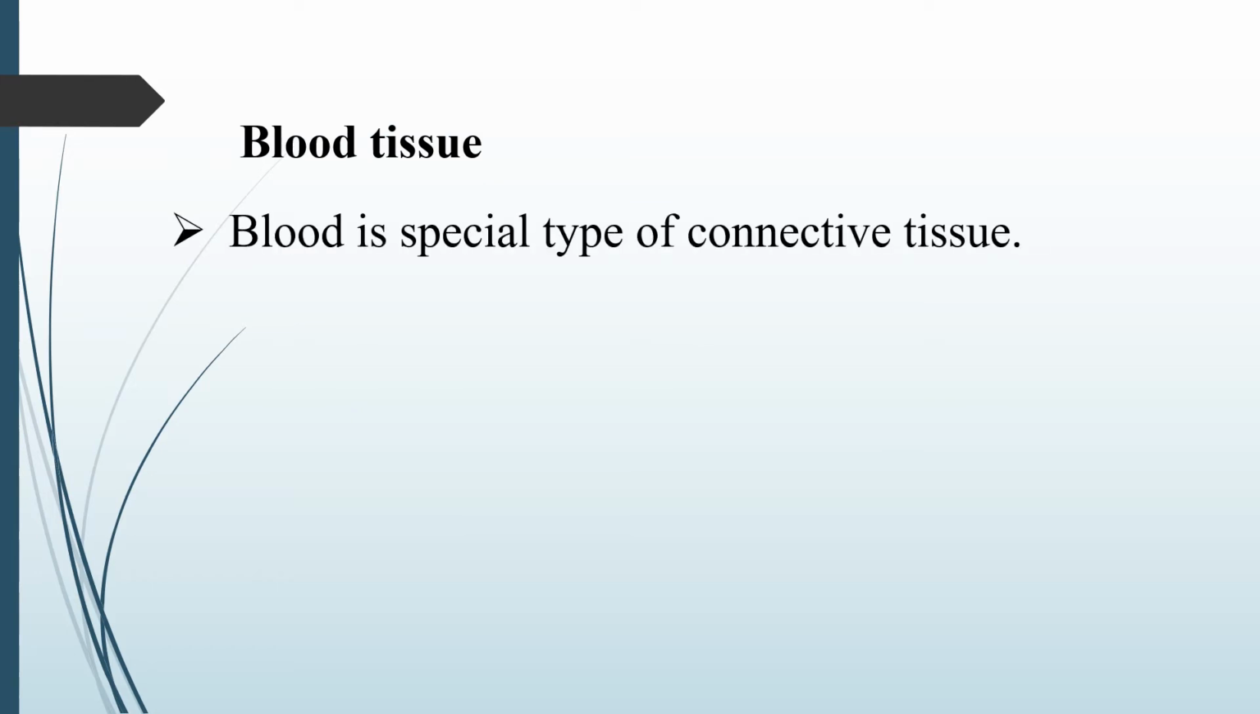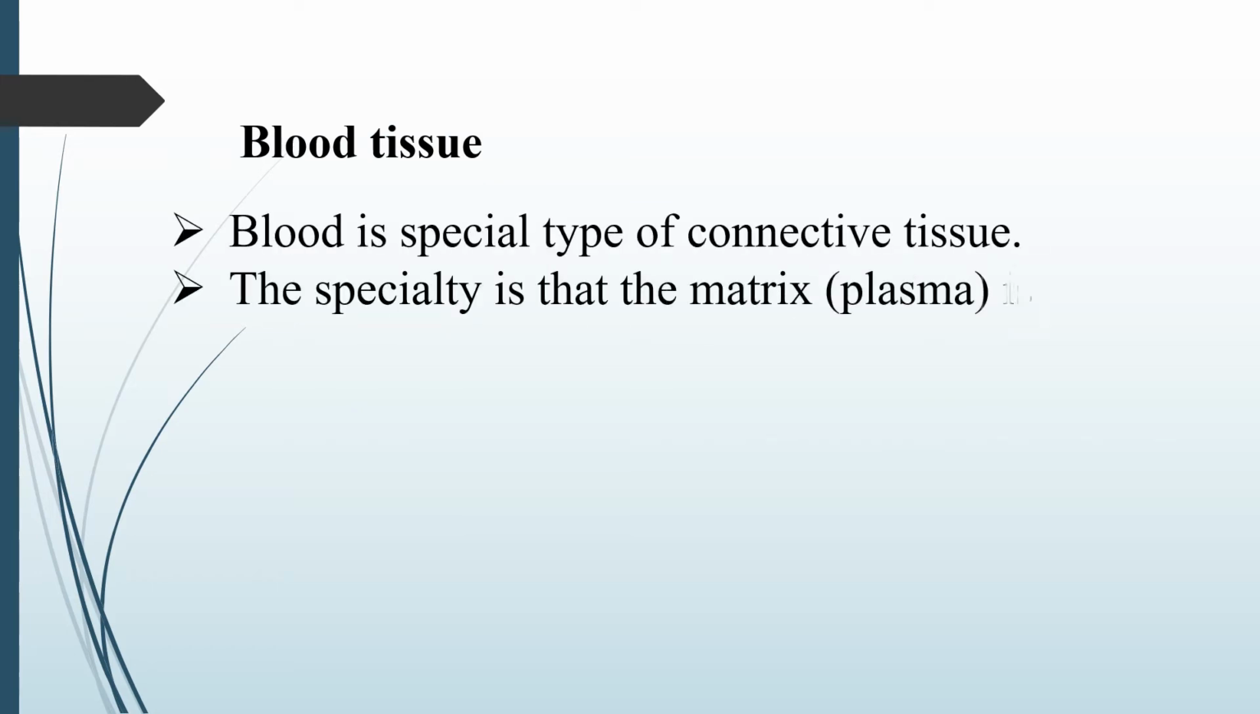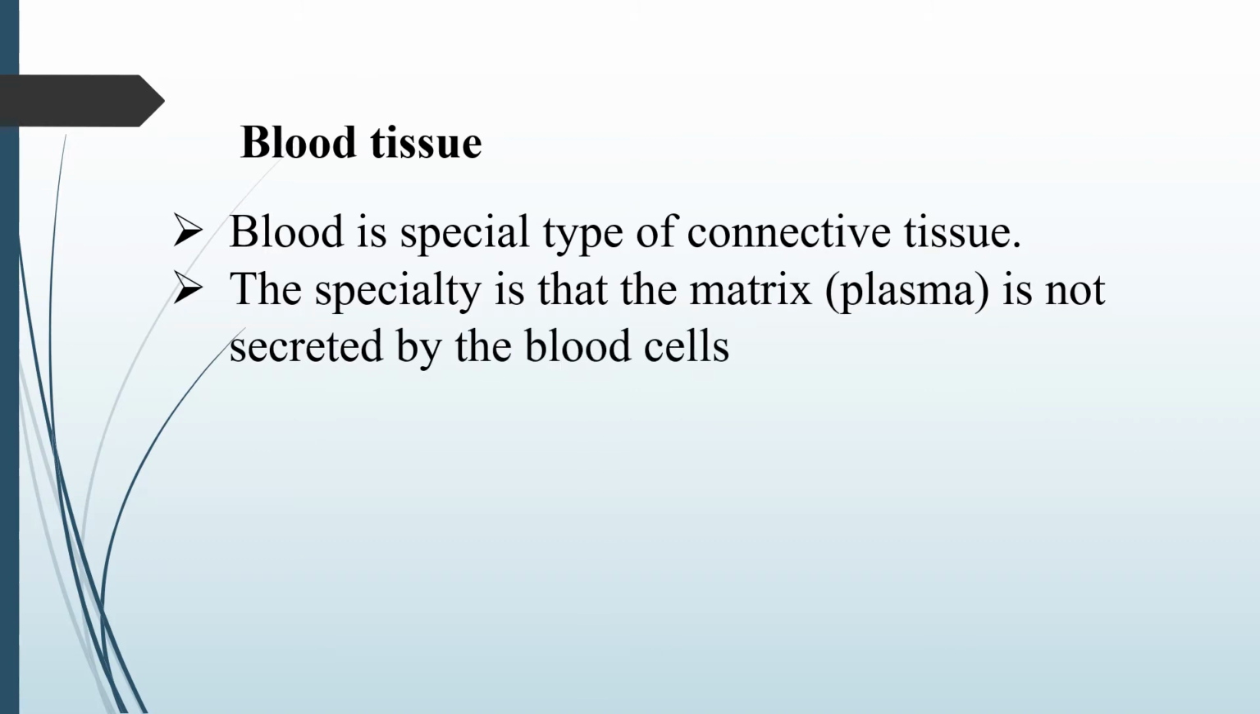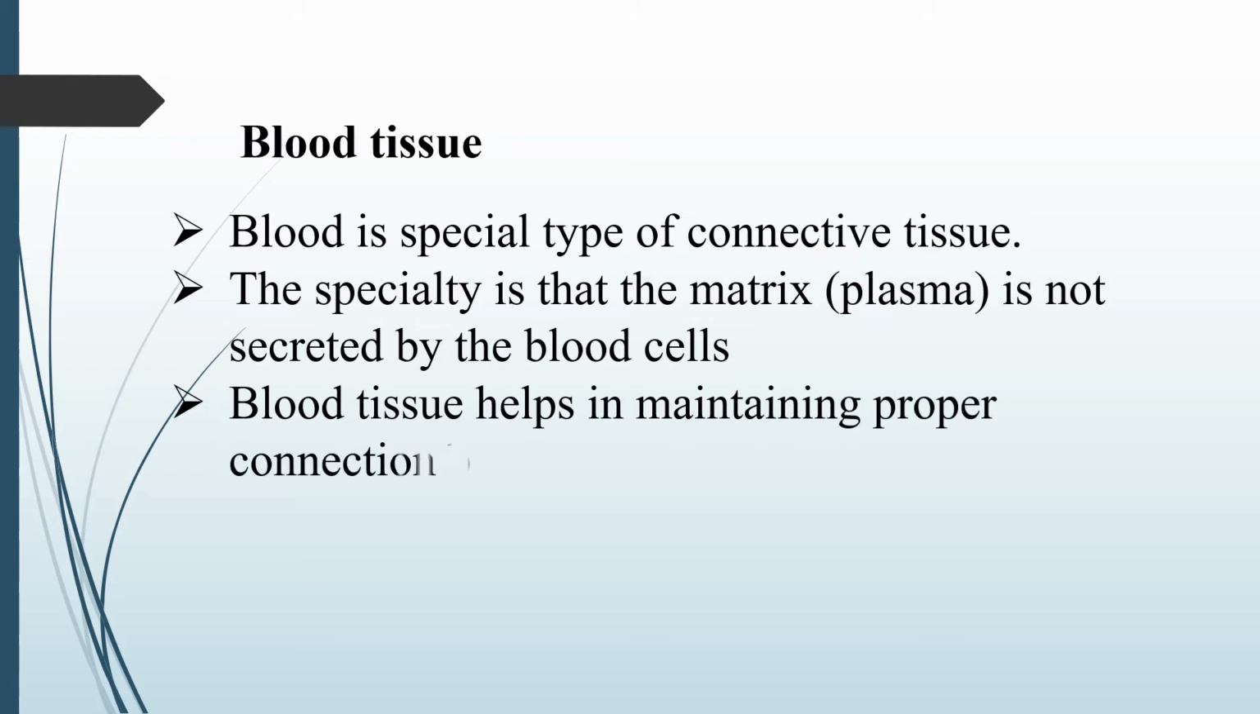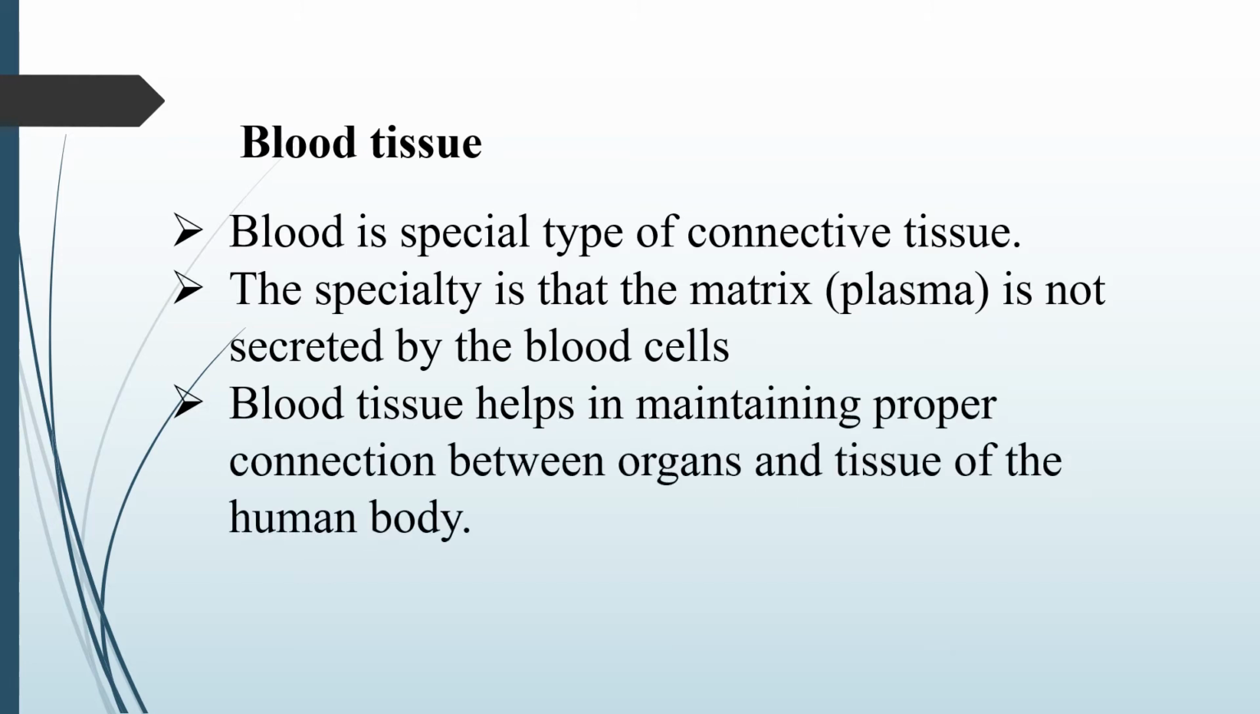Blood tissue is a special type of connective tissue. The specialty is the matrix, that means the plasma. Plasma is a special word used for the matrix in this blood tissue. It is not secreted by blood cells like in other connective tissues. Blood tissue helps in maintaining proper connection between organs and tissue of the human body.